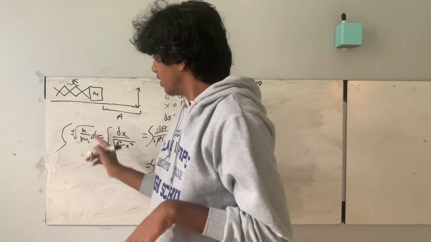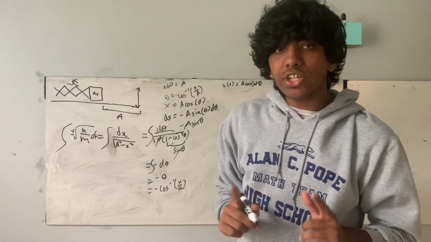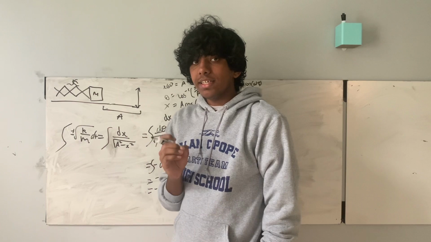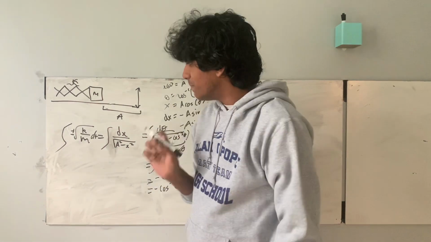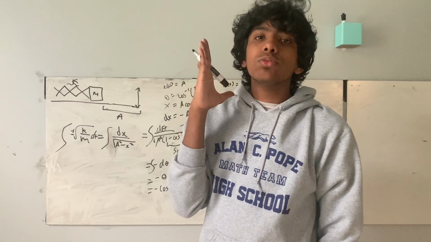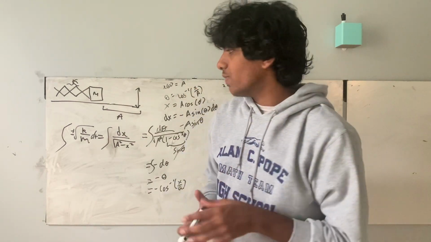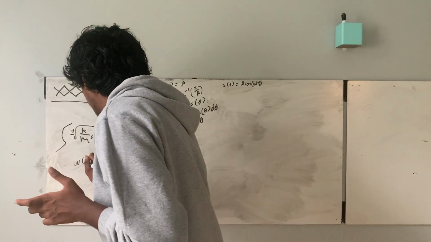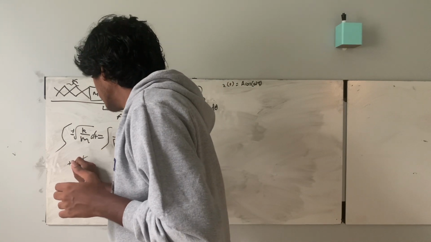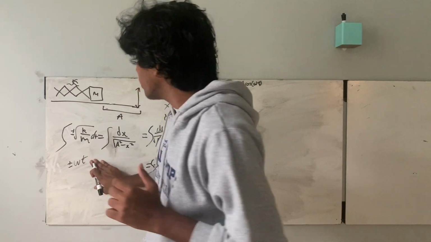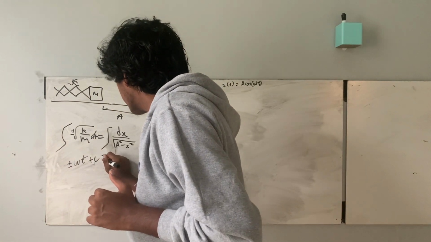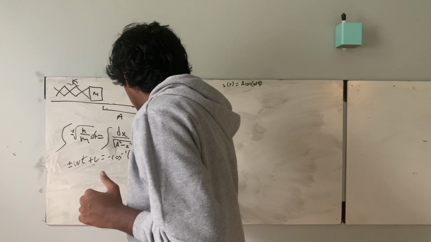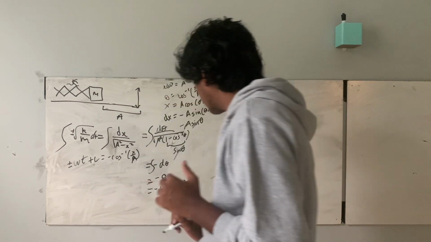I'll tell you why. When you integrate this, one thing you should notice right now is that the square root of k over m, in fact, is your omega, your angular speed. So to save me some writing space and save you some time, let me just substitute that and call that omega. So omega t plus c equals negative cosine inverse of x over capital A.